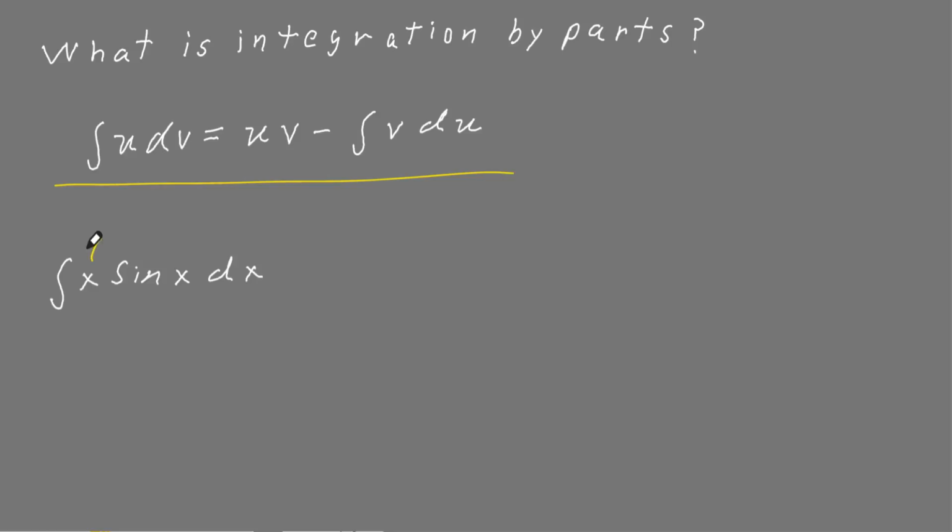I'm going to let u be x, and u has to be either part of the integrand or the entire integrand. So whatever is left over, including the dx, becomes dv. And if you chose dv first, whatever parts of the integrand that were left over would be u. So u is equal to x, and dv is equal to sine x dx.